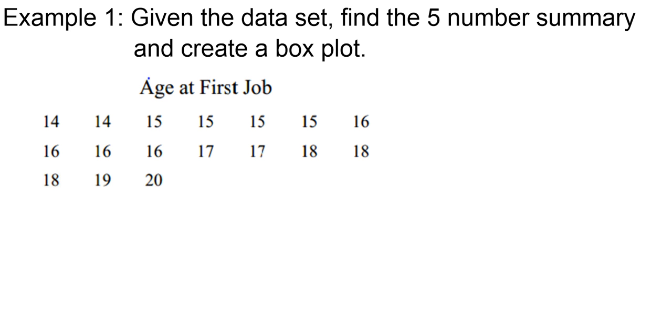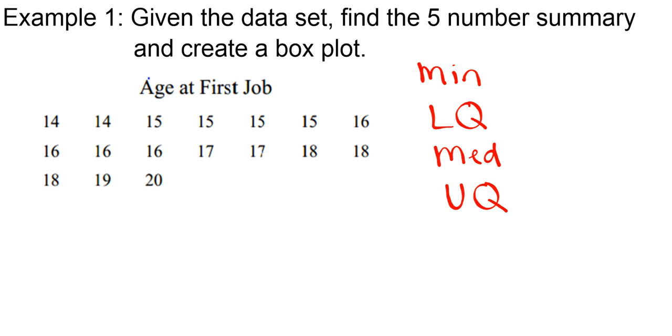Given the data set, find the 5-number summary and create a box plot. So our 5-number summary, we know, consists of our minimum value, our lower quartile, our median value, our upper quartile, and our maximum value. Those are our 5 numbers in the 5-number summary. The easiest ones to identify are your minimum and your maximum.